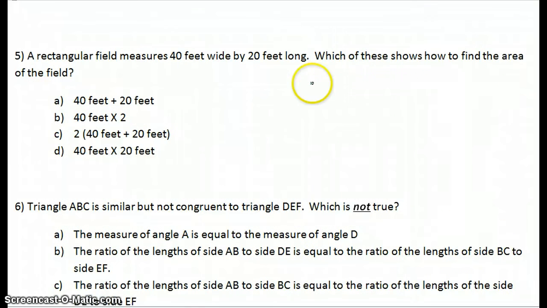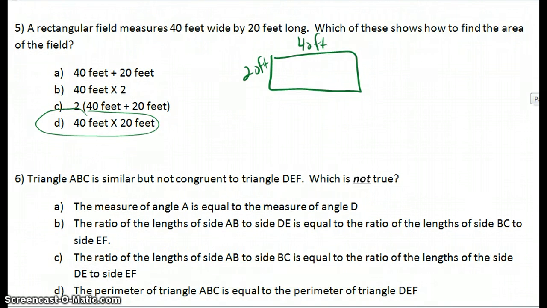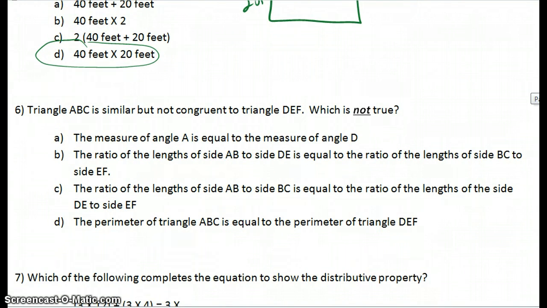Number 5, a rectangular field. Always good to draw a picture. Here's 20 feet, 40 feet. If you're finding the area, you have to do the width times the length. So that correct answer would be D. It's just asking you how to find it. It's not actually asking you to find it.